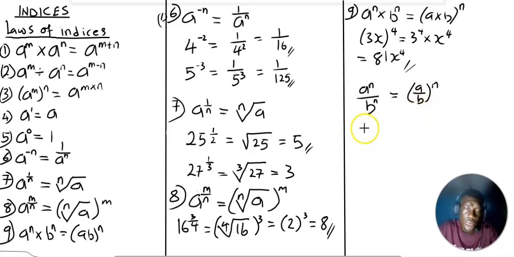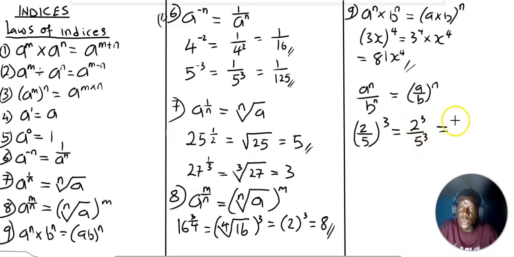So for example, you have 2 over 5, all raised to the power 3. Now this is equal to, everything here we carry the power. This is equal to 2 raised to the power 3 over 5 raised to the power 3. This is equal to 2 raised to the power 3, 2 times 2, 4, 4 times 2, 8. So it will be 8 divided by 5 raised to the power 3, 5 times 5, 25, 25 times 5 is 125. So this is 8 over 125.